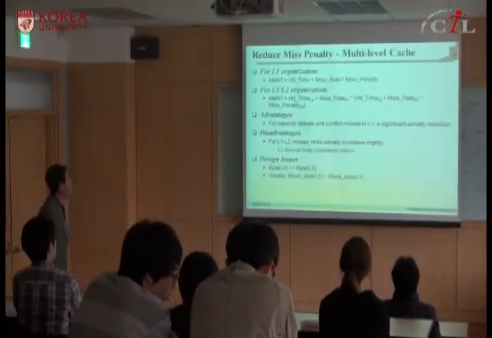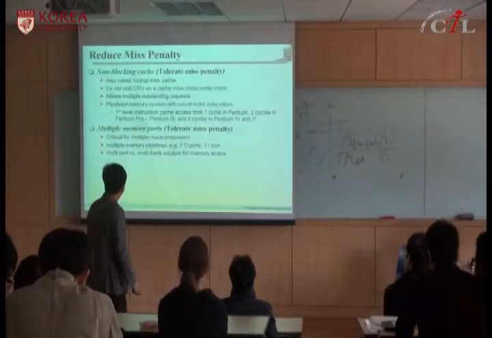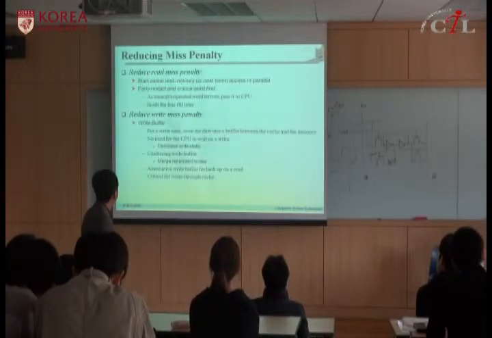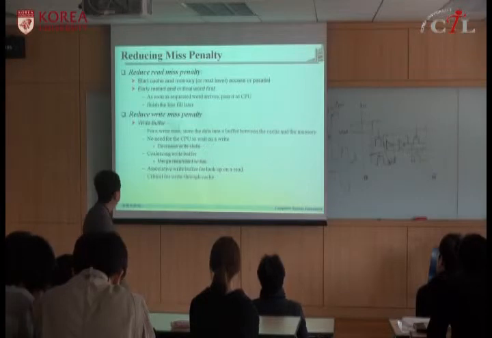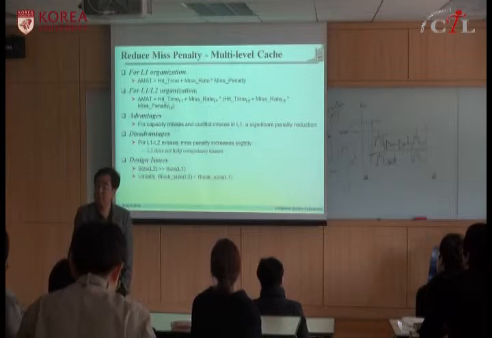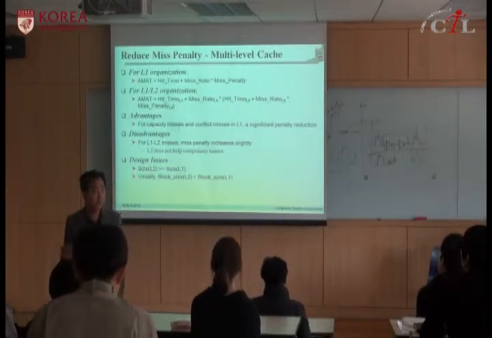Okay, let's think about this penalty. As you have reviewed, you can use non-blocking cache and multi-memory ports. You start cache and memory access in parallel, right? You send critical words as soon as they arrive. You can use a write buffer and so on. The other way is to employ multiple levels of cache to reduce this penalty.